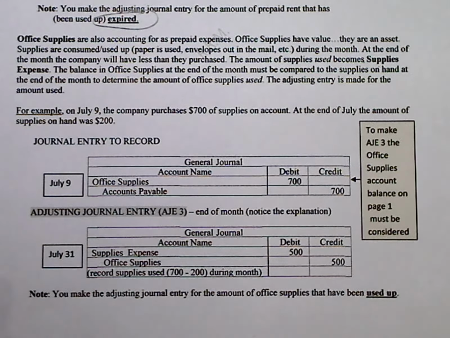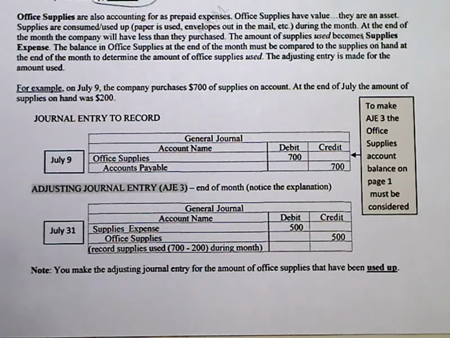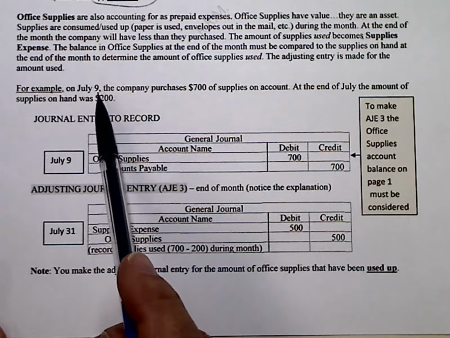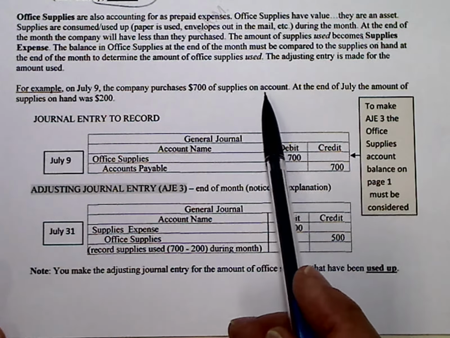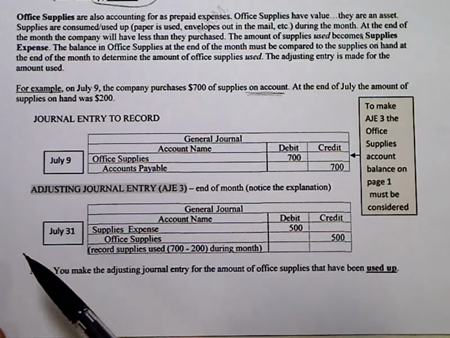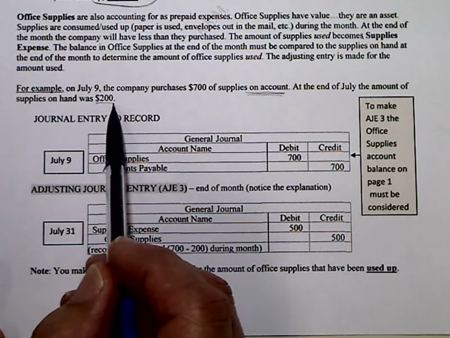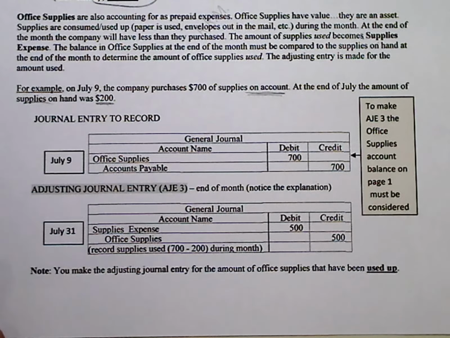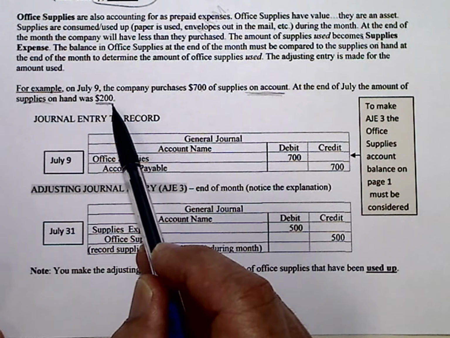And we're going to need to adjust our books to reflect the supplies that are missing. We've used up these valuable assets, supplies, and when we use them up, they become supplies expense. So during the month, July the 9th, normal transaction, we purchased $700 worth of supplies on account. You know that means accounts payable every time. But now at the end of the month, we go in and physically count up our supplies on hand, and we only have $200. We bought $700, but we only have $200 left at the end of the month.